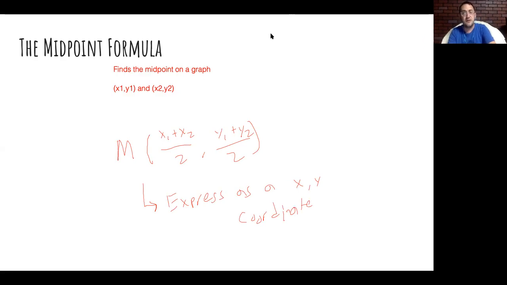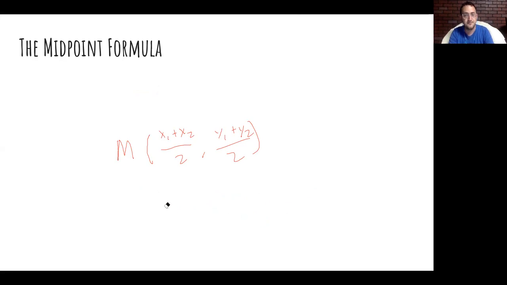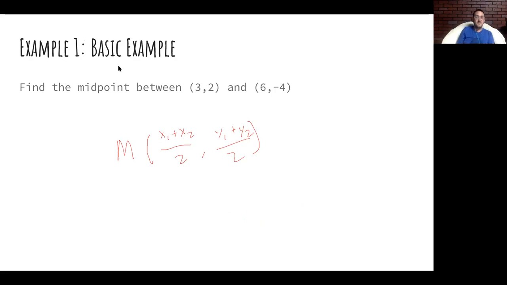Okay, so I'm just going to show you a very basic example before we get into those more interactive and conceptual examples. I'm going to keep the midpoint formula up here because we're going to recycle it. This says find the midpoint between 3,2 and 6,-4. So what I'm going to do is label my points as x1, y1, and x2, y2.